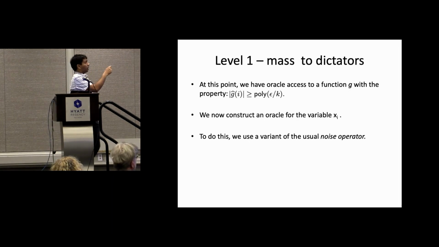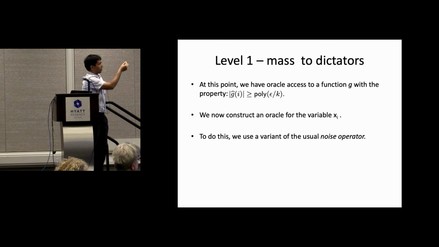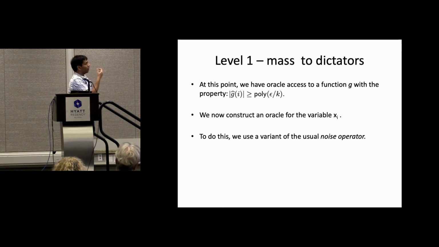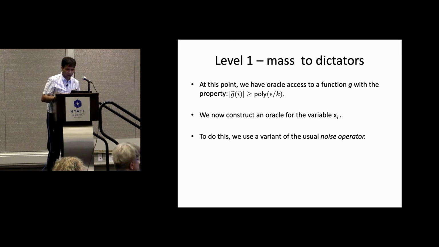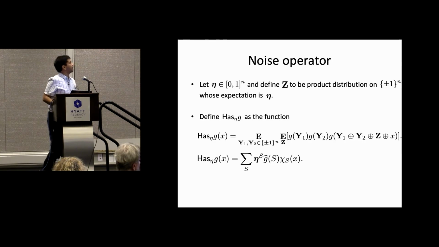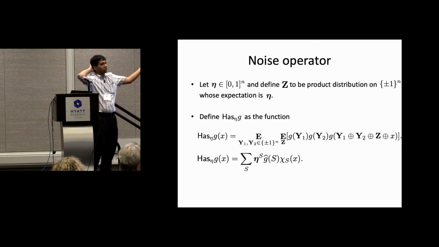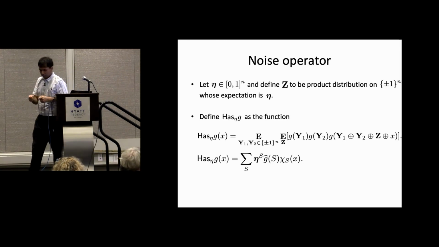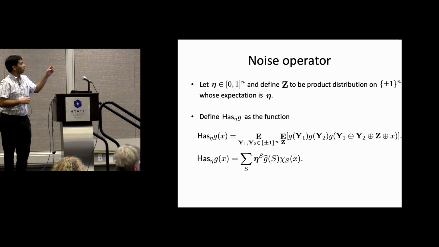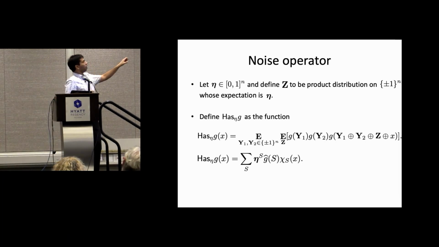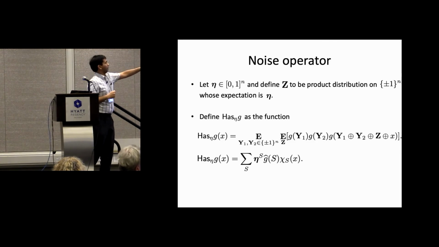Now, I don't care about just having large correlation with g. I want to construct an oracle for the variable x_i I'm interested in. The way we'll do it is we'll use a variant of the usual noise operator. Think of a vector eta, an n-dimensional vector where each coordinate is in 0 to 1. Corresponding to that, think of a product distribution on the cube {plus minus 1}^n, where the ith coordinate has expectation eta_i. And now define this operator on g of x.